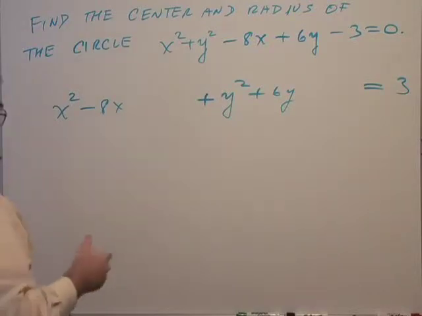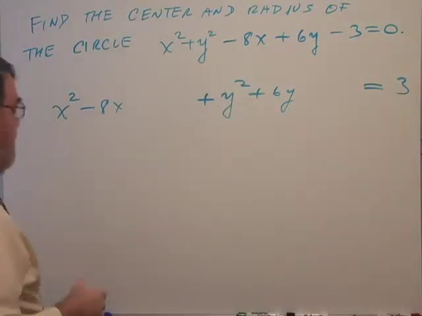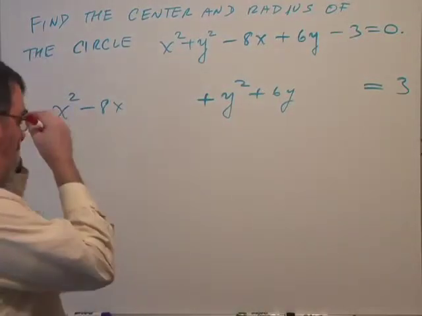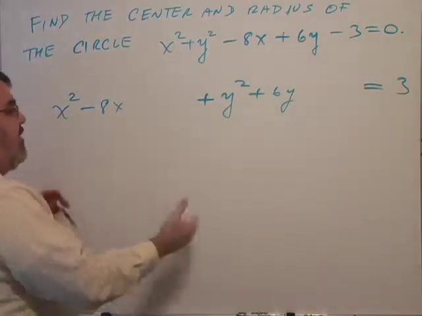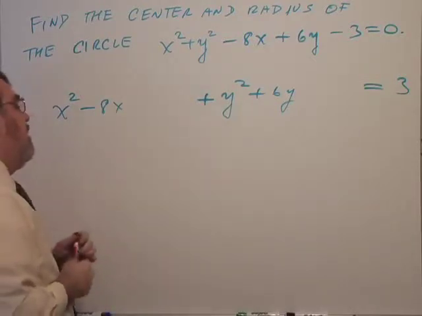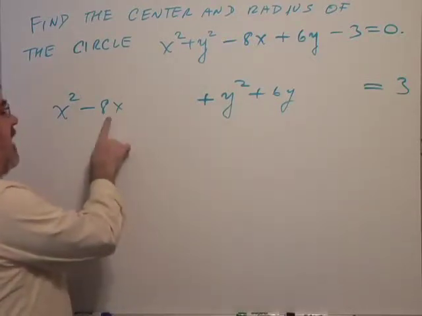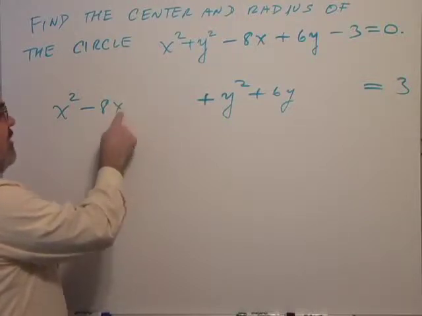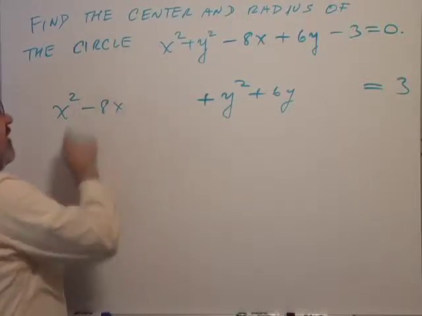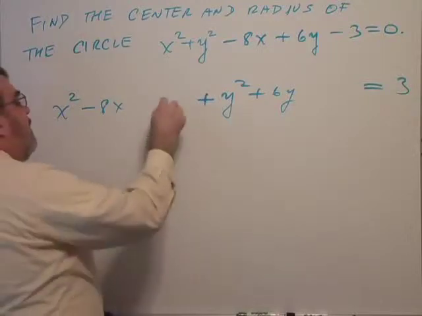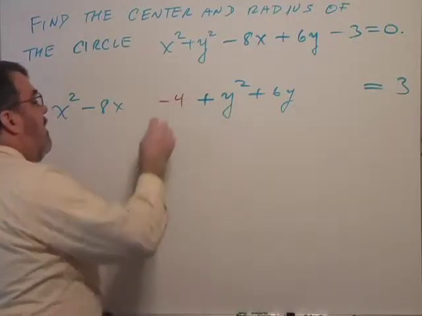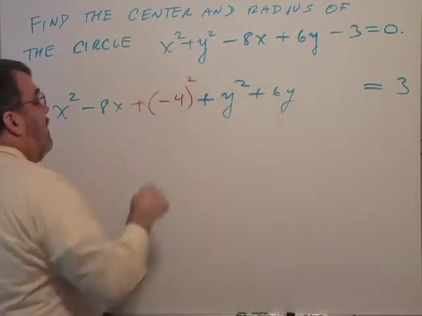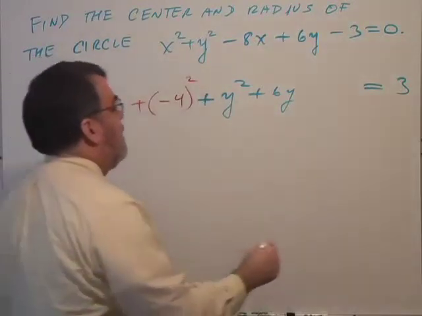So my first step is to separate things. And now here's where the completing the square action comes into play. When you complete the square on a quadratic, you take half of the linear coefficient. So x is the linear term, first degree term. Coefficient is negative 8. Half of that is negative 4. And I'm going to square that, negative 4, and add it to both sides.